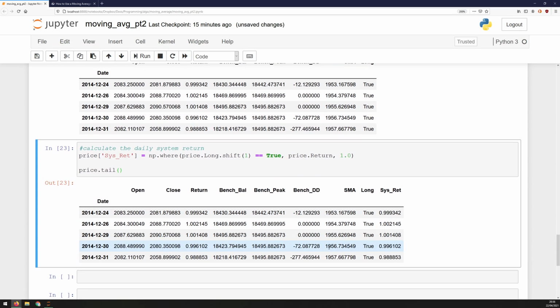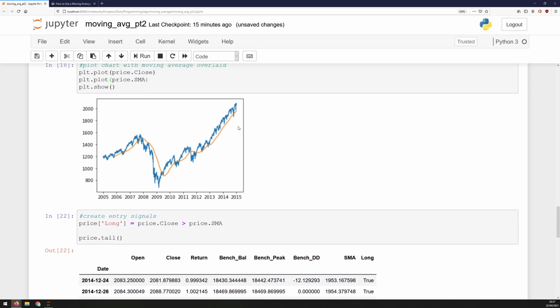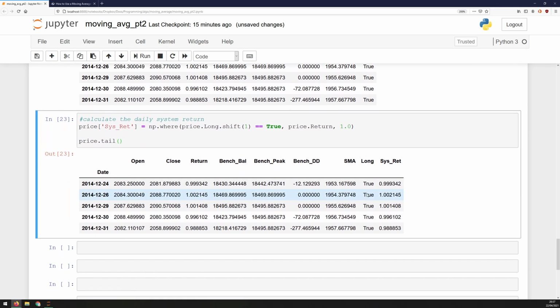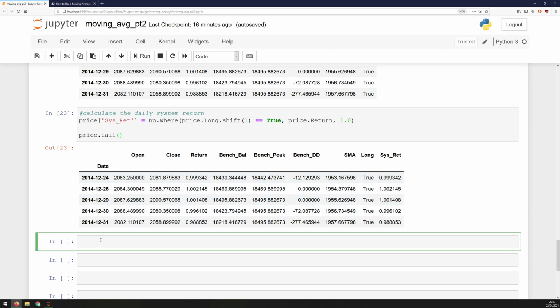and run this code. So now, of course, it's going to be difficult to demonstrate this because pretty much all of these are going to be true up until, I don't know how far I have to go back to find this little value here where it changes to false. But you can see that it's giving me a system return that is exactly the same as the daily return. So now that I have this, I can go through the exact same steps that I did with the benchmark, and I can calculate the exact same metrics.